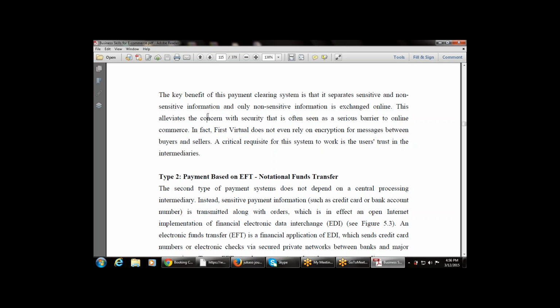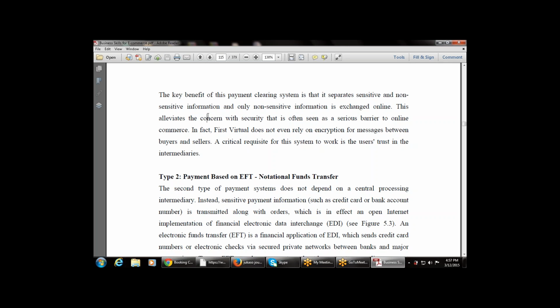So if there is any lack of information or any leaking of information, that does not make an impact on the customer. So this is the main important benefit, that it separates out the sensitive as well as the non-sensitive information, and only the non-sensitive information is exchanged online. This alleviates the concern with security that is often seen as a serious barrier to online commerce. So this also provides security. Why? Because the sensitive information is not passed to the internet through the online transactions.